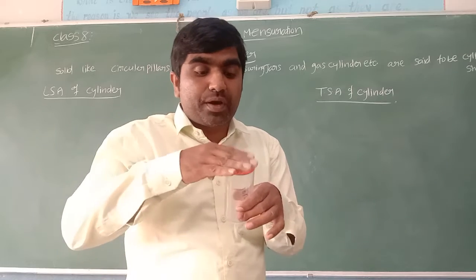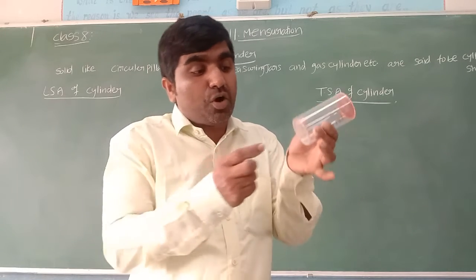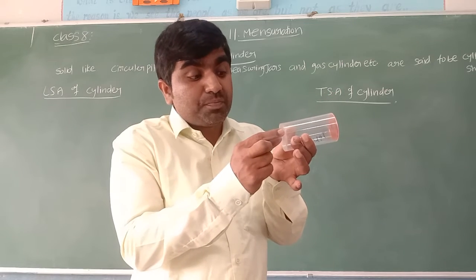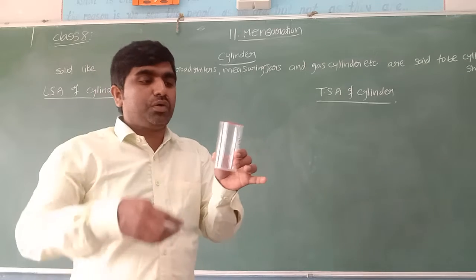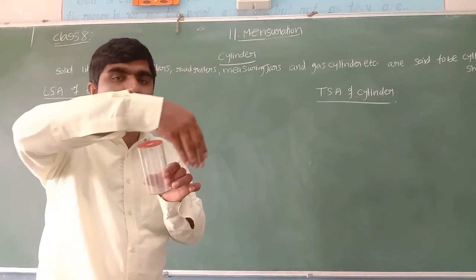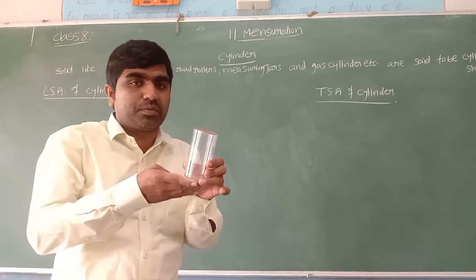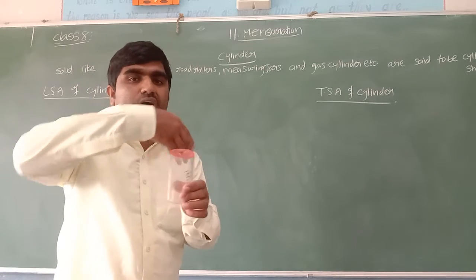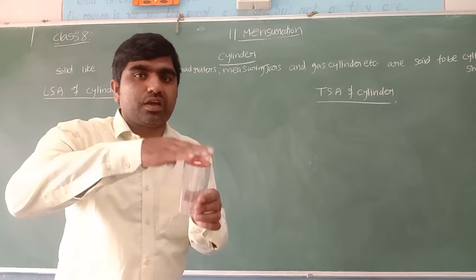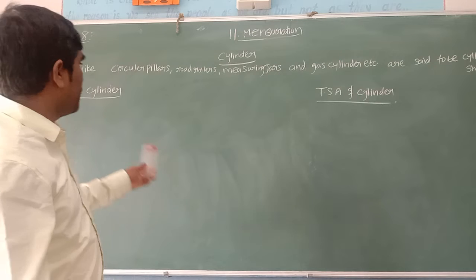You can see here the top and bottom are circular faces, and the top circle and bottom circle are congruent. It means they have the same radius. Now LSA means finding the lateral surface area, only this curved surface area except top and bottom. TSA means along with this lateral surface area, find the area of the top circle and the bottom circle.